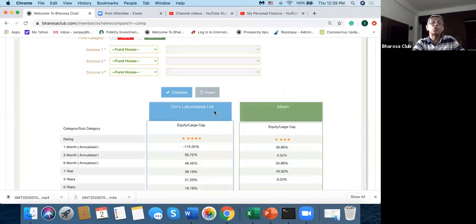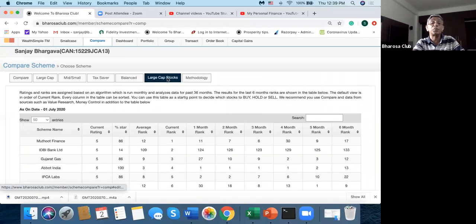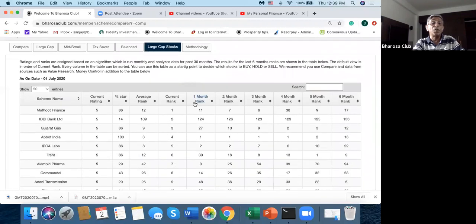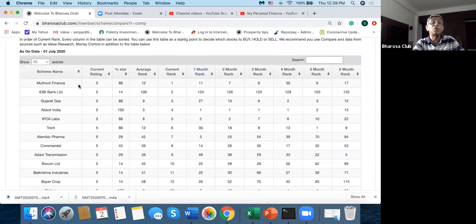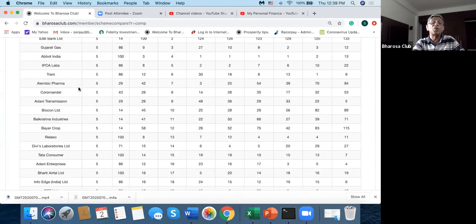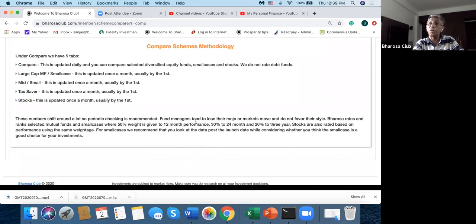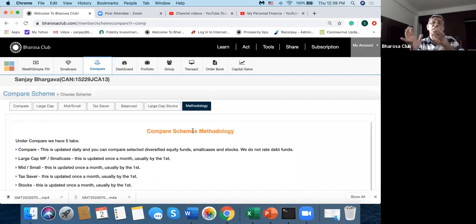So it's not going to make your buy, hold, or sell decision, but it's going to help you. I can also now go to, say, large cap stocks and see which stocks are rated quite highly according to Bharosa. Now, it's very important to understand the methodology that Bharosa uses for rating. Here it spells out the methodology, and it is basically looking at data for 43 months, at performance and consistency of performance, and then rating the stocks.